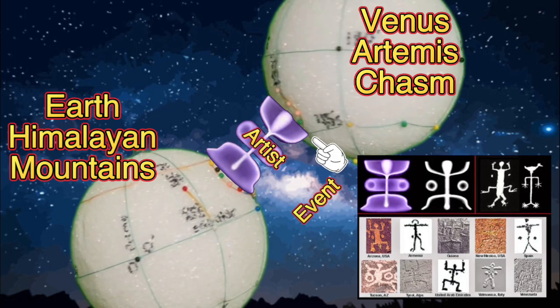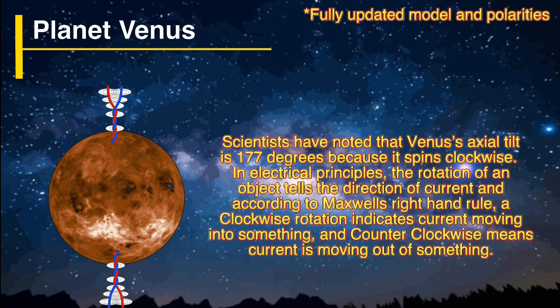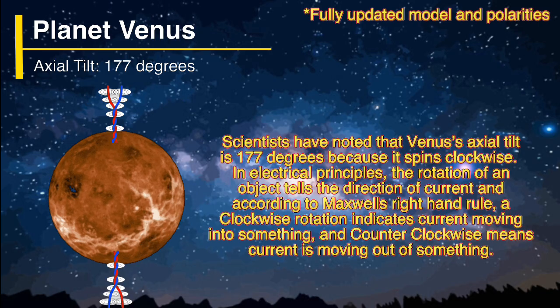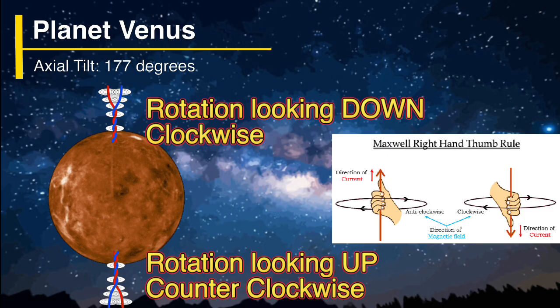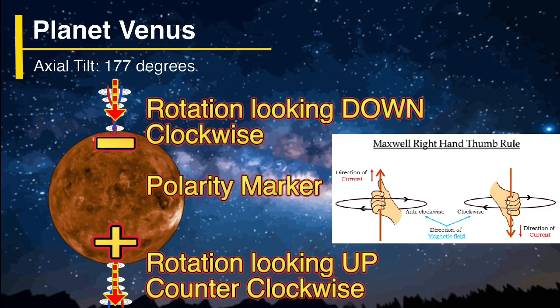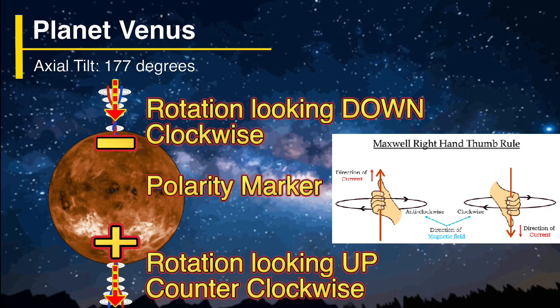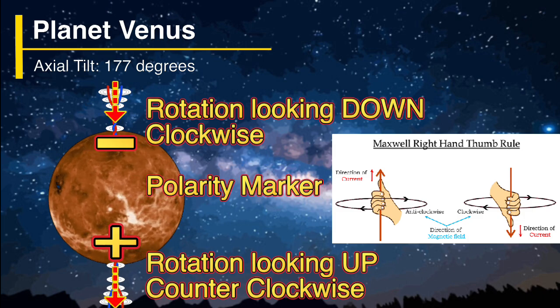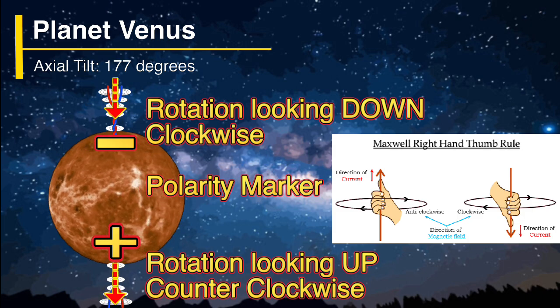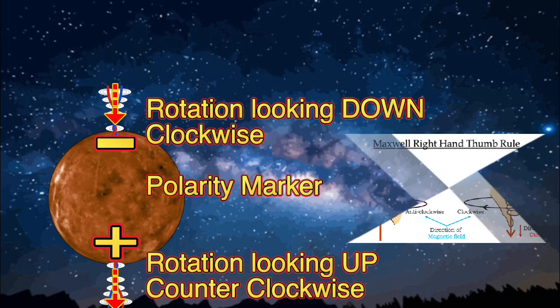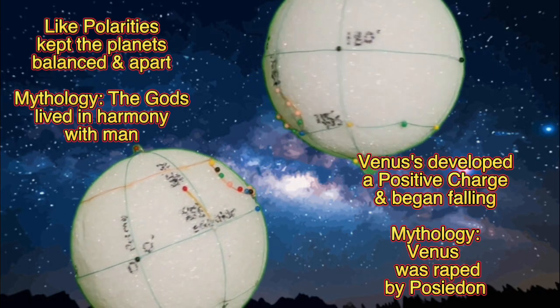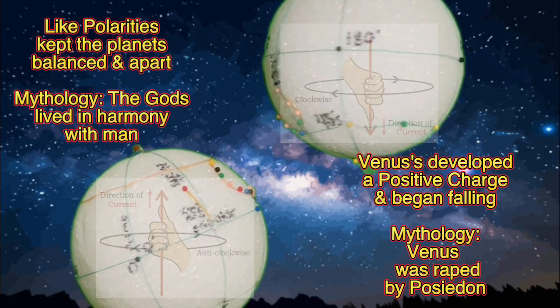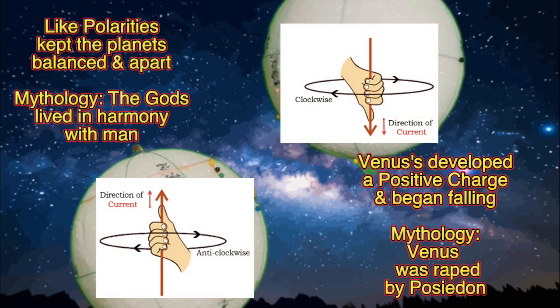Scientists have noted that Venus's axial tilt is 177 degrees because it spins clockwise. In electrical principles, the rotation of an object tells the direction of current, and according to Maxwell's right-hand rule, a clockwise rotation indicates current moving into something, and counterclockwise means current is moving out of something. When we line up the craters, we can see that for the craters to be symmetrical in formation, Venus must have been spinning clockwise as it does today, and the Earth counterclockwise as it does today.